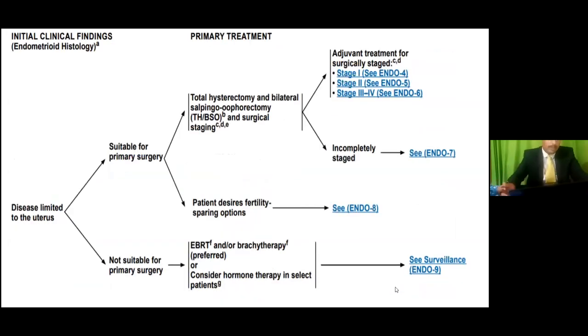So let us see, if the disease is limited to the uterus, and the patient is primarily suitable for surgery and there are no comorbidities or contraindications, we go for the total abdominal hysterectomy and bilateral salpingo-oophorectomy. And if the patient desires fertility, we have certain different options, which we are going to see in the later slides. If the patient is not suitable for surgery, we prefer external beam radiotherapy or brachytherapy.